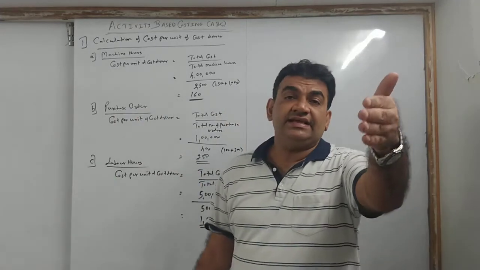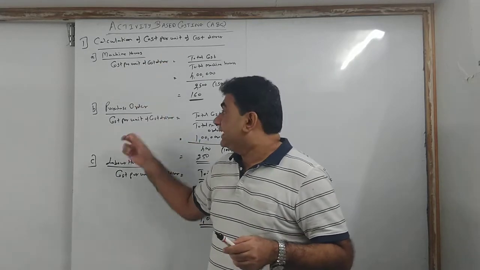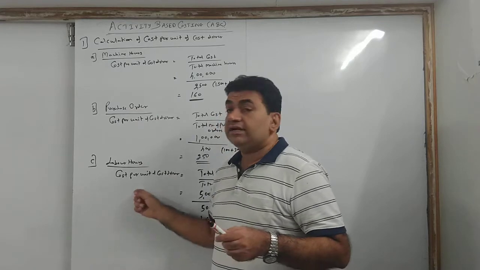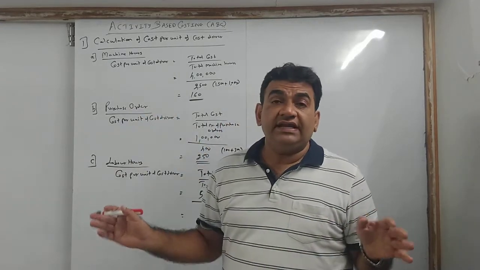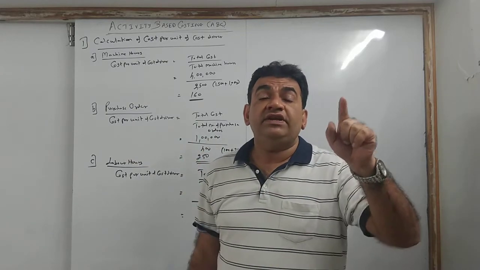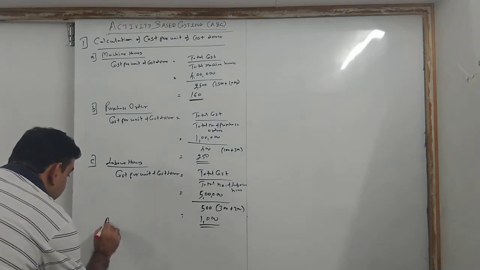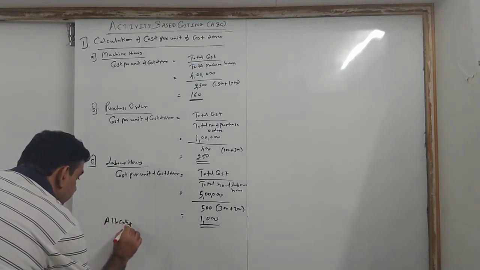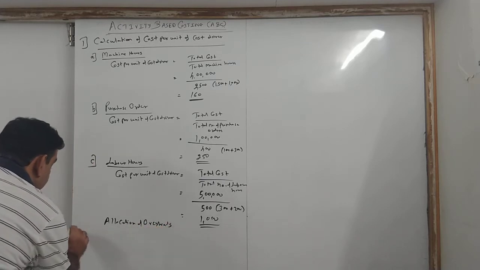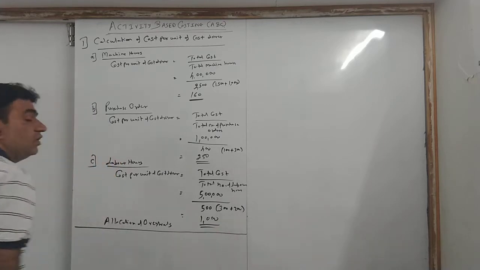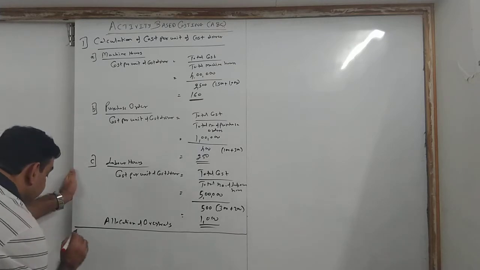See, this is an example of activity based costing. Here activity is machine hours, here activity is purchase order, here my activity is labor hours. Now I got the cost per activity. Now I will allocate between product A and B. So now my next heading will be allocation of overheads.